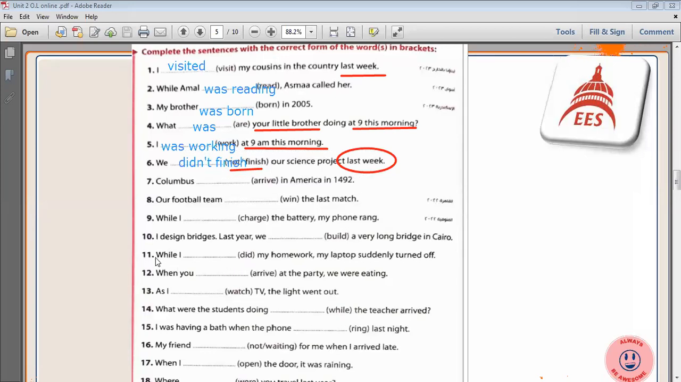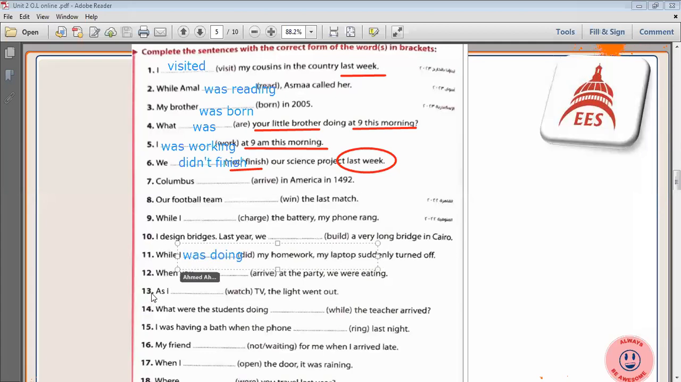Let's take a look at number 11. While my laptop suddenly turned off. So I have an action that was in progress and another action came and interrupted it. So what is the answer? You got it right. While I was doing, past continuous, of course.